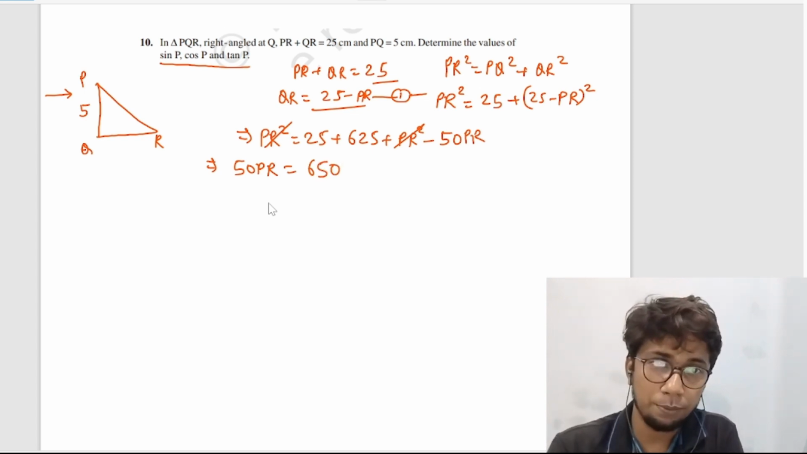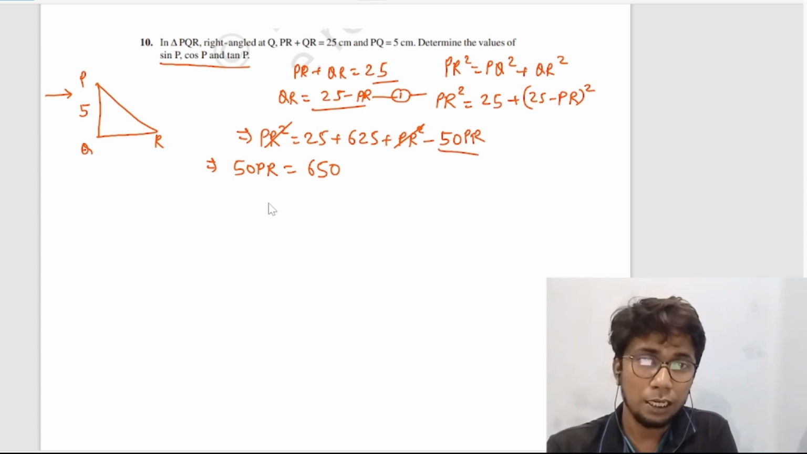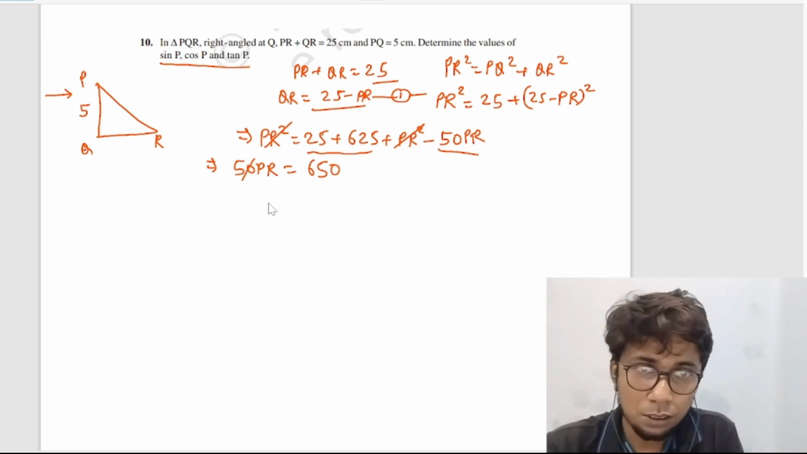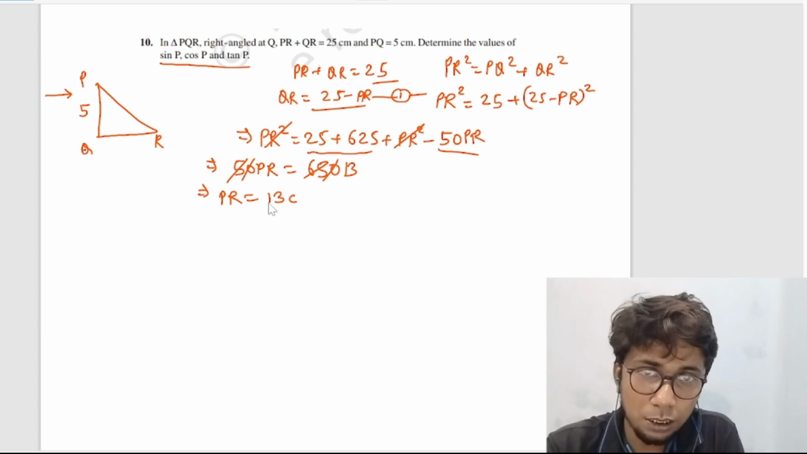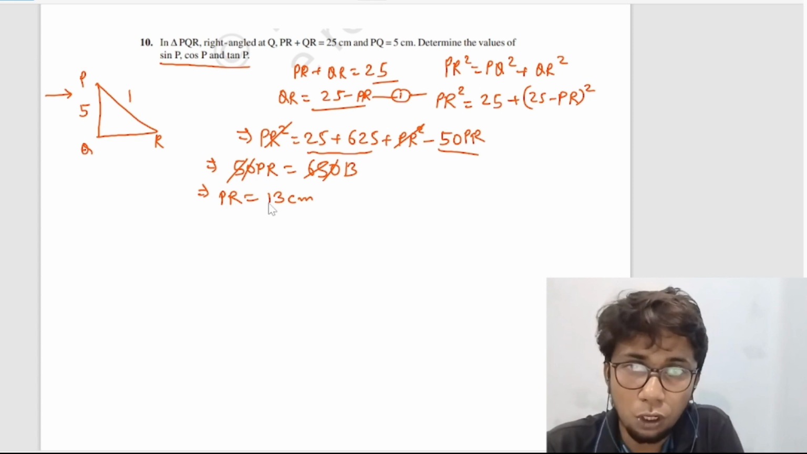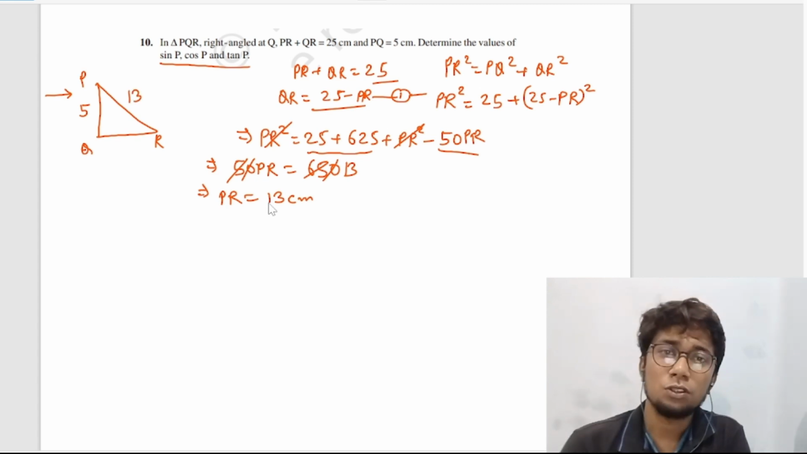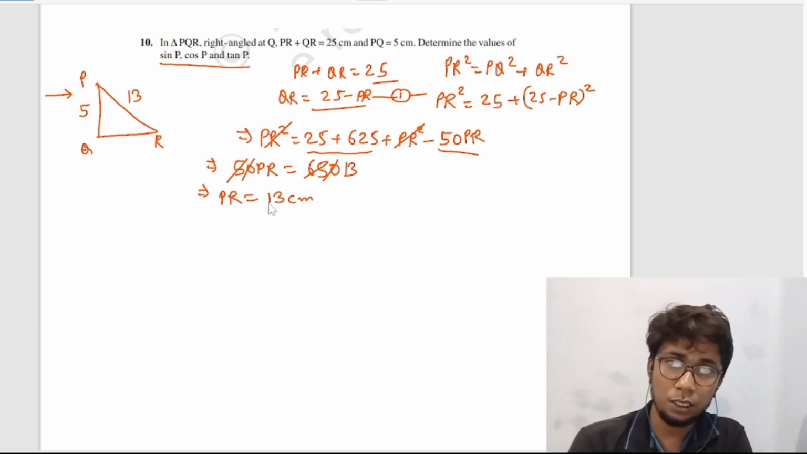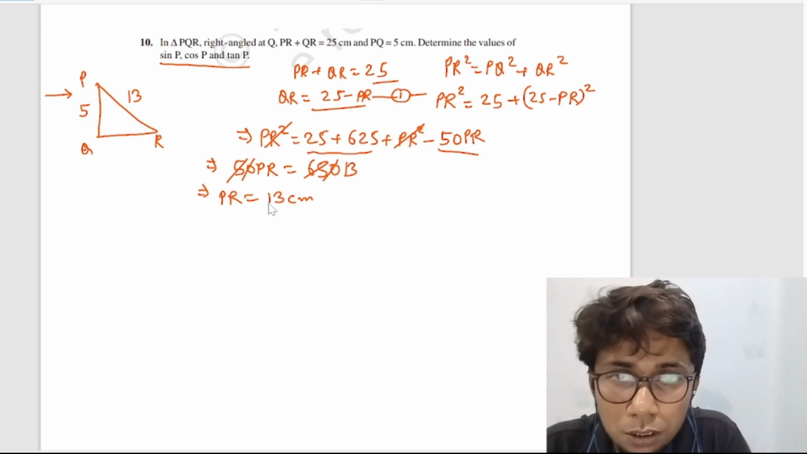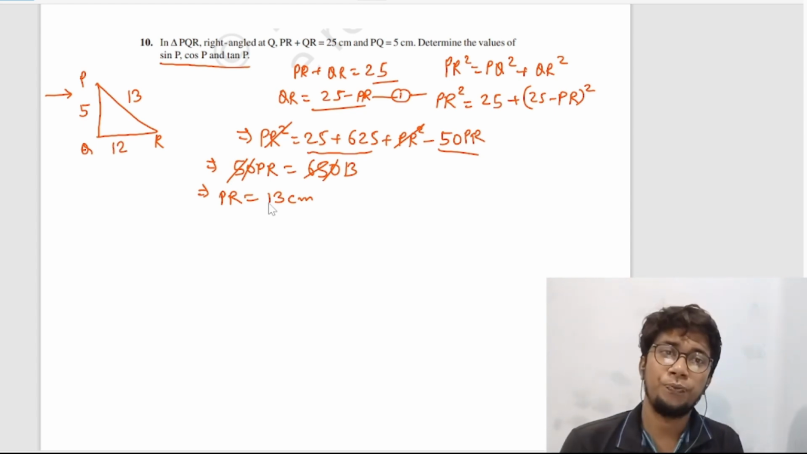Fine. I'm bringing this 50 PR to the left hand side and simplified this one. So this 0 and this 0 will be cancelled out and you will get PR finally to be 13, right? So you will get PR to be 13 centimeters. So what is QR? QR is 25 minus PR, that is 25 minus 13, that will be 12. So this QR will be 12.